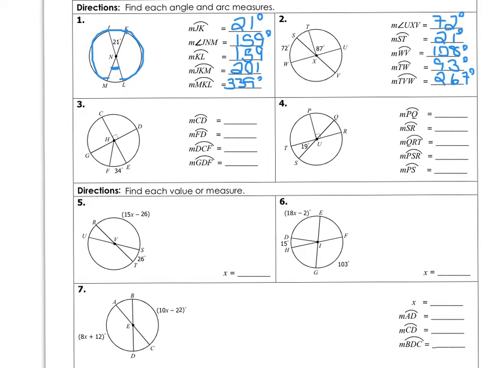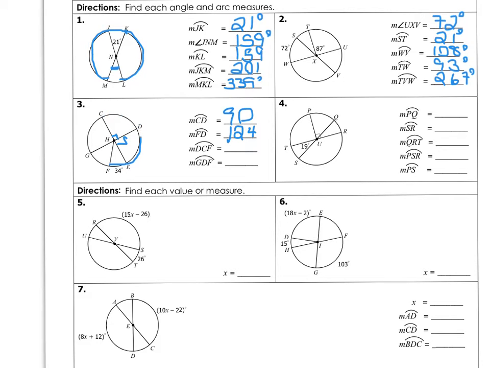Okay, so number 3, we're going to do CD first. And if you see that little square, that means it's 90. And then the next thing we're going to do is FD. So if this is 90, this is 90. 90 and 34 is 124.